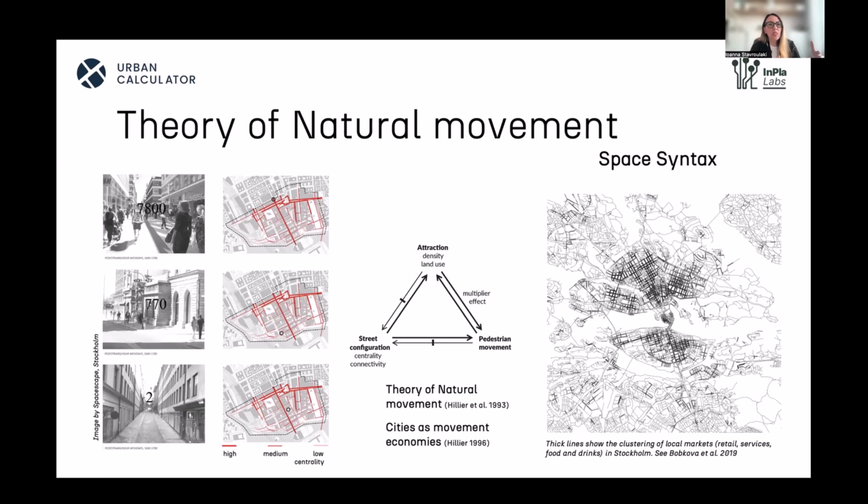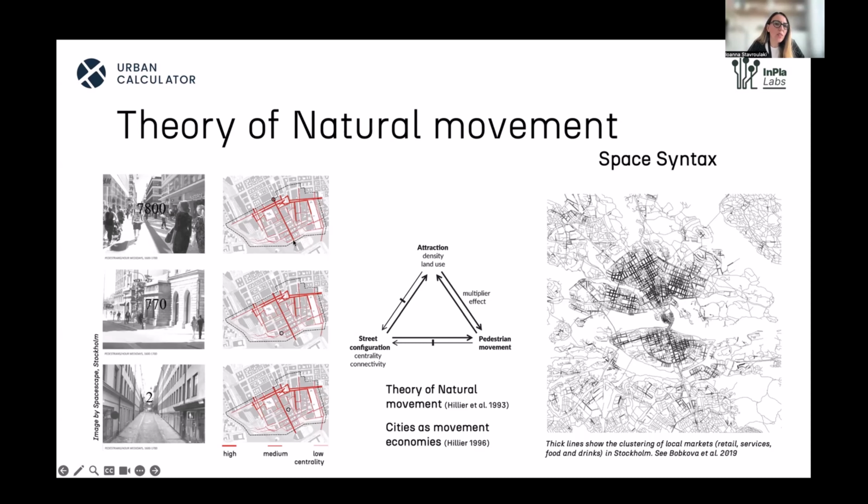So street configuration, the centrality and the connectivity bring pedestrians, so to say, movement flows. These pedestrians, these movement flows attract uses that in turn bring even more pedestrians in this multiplier effect. And we see, for example, an example from Stockholm, where for the lunchtime, so it was a 2-hour time range, the researchers counted pedestrians on 3 different streets in the center of Stockholm.